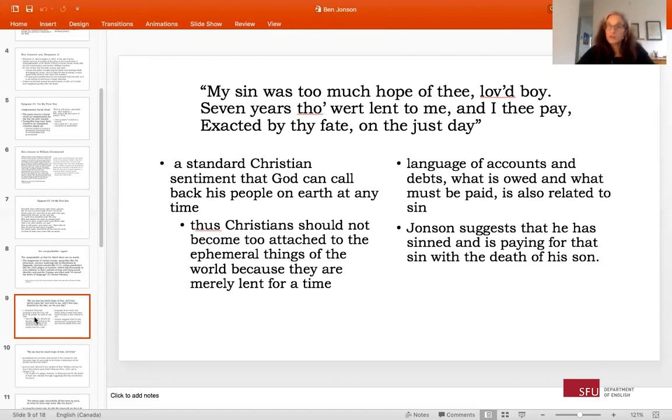And we saw in earlier lectures this week that preachers insisted that plague was a just punishment for sin. And we see that again here, as the poet suggests that God, carefully looking over the accounts, has rightly and justly called in a debt created by Johnson through his sinful behavior, and to be paid off through the death of his son.